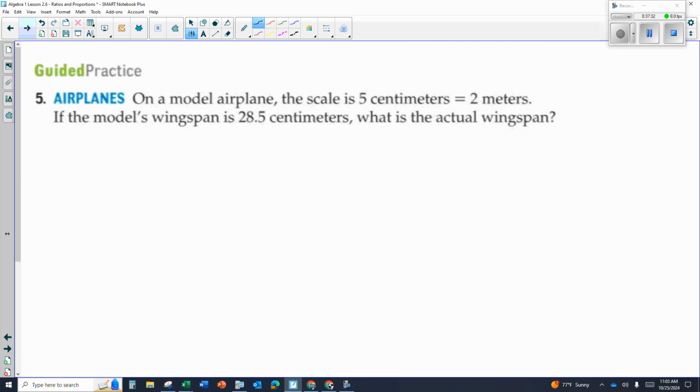All right, so at this time, let's go ahead and take a look at the guided practice. Pause the video so you can try this problem on your own.